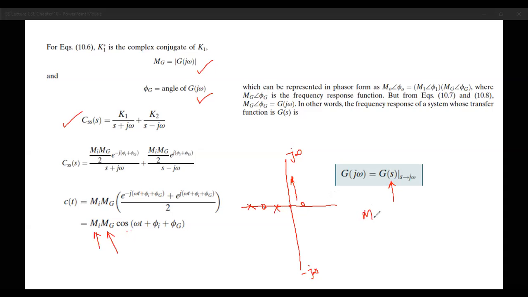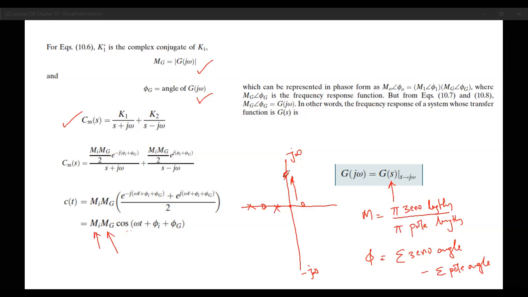So magnitude is nothing but the product of the zero lengths divided by the product of the pole lengths. And what about the phase? Phase is the same: the summation of the zero angles minus the summation of the pole angles. Okay, so nothing new.